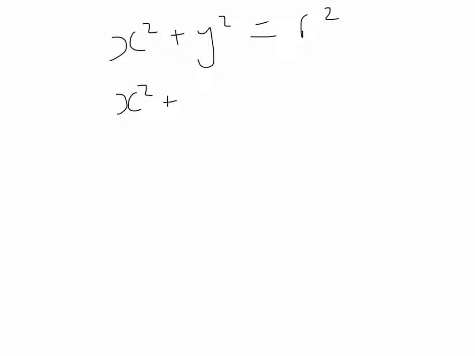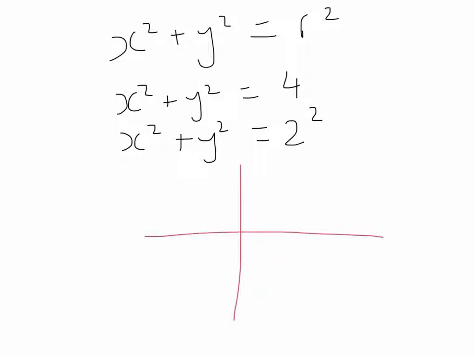x squared plus y squared equals 4. Turn it into our original form where it's x squared plus y squared equals r squared. So see here how it's r squared. We need to turn the 4 into something squared, so obviously that's 2 squared. When it's in this form, it's very easy to sketch.